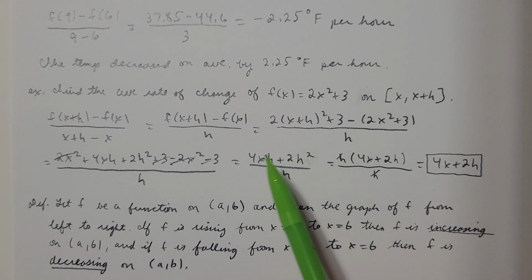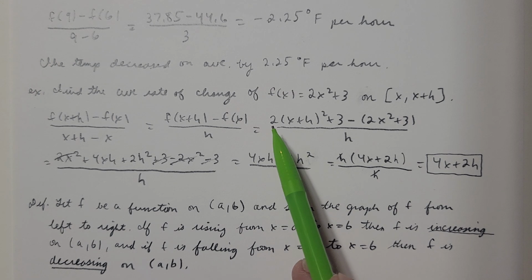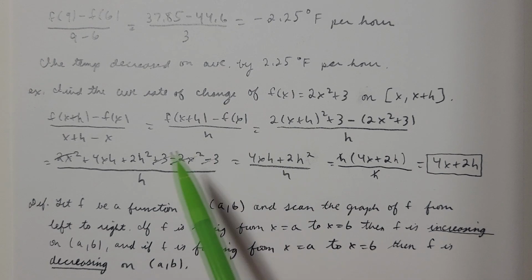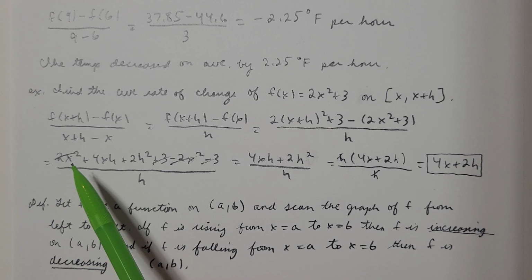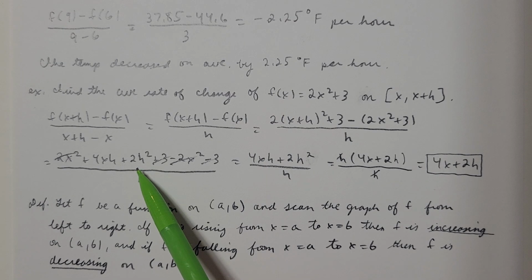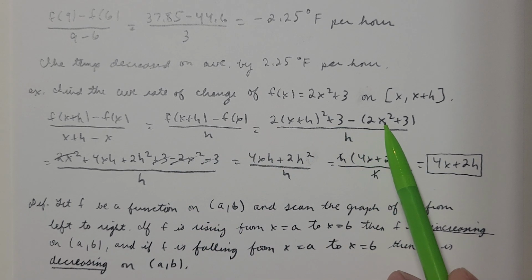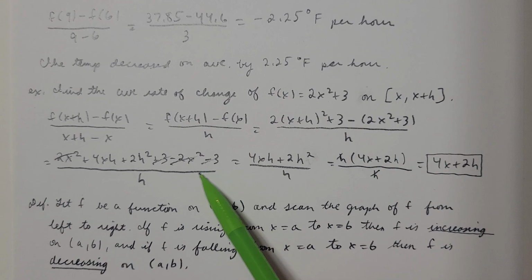So then on the next line, I've got x plus h times x plus h. That would be x squared plus 2xh plus h squared. And I'm multiplying that by 2. So I get 2x squared plus 2xh times 2 is plus 4xh plus h squared times 2 is plus 2h squared. Plus 3 minus 2x squared minus 3 all over h.